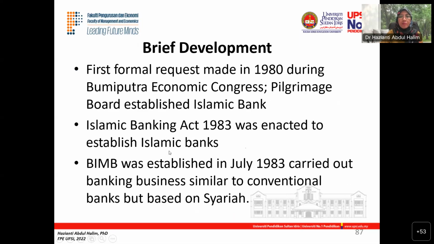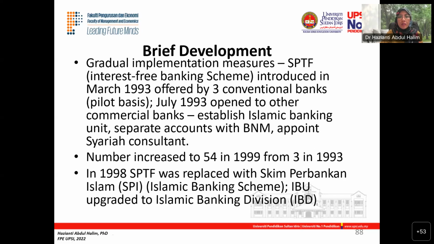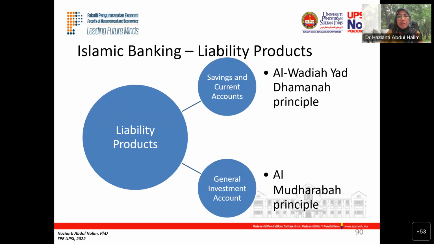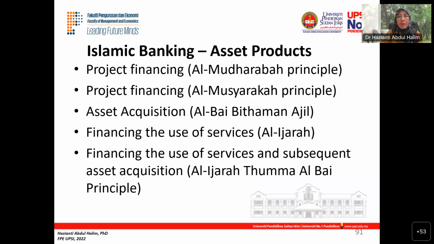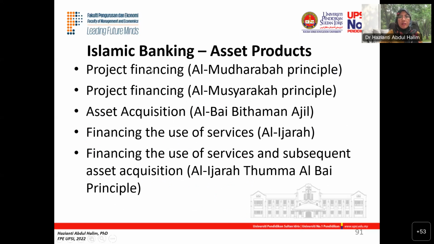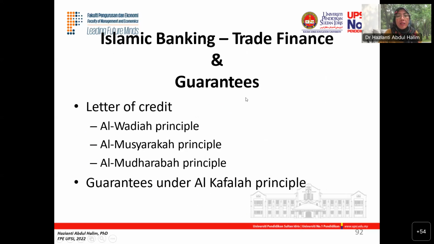Okay, all of this you can read. You can read all the history and so on. Alright, so these are the asset products. Project financing, asset acquisition, financing the use of services, and financing the use of services with subsequent asset acquisition. So these are the contracts. At the back is the contract, how it works. They also have letters of credit and guarantees, but they use different principles.